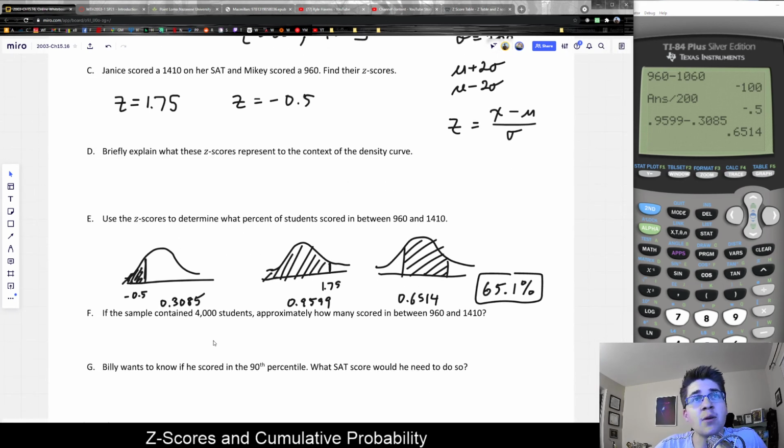And looking at question F, this is more what we've been working on in chapters 15 and 16. If we took a sample consisting of 4,000 students, we could then ask how many of them scored in there. Well, we could just multiply that percentage by our sample, and we could get a sample amount for how many students actually had a particular score.